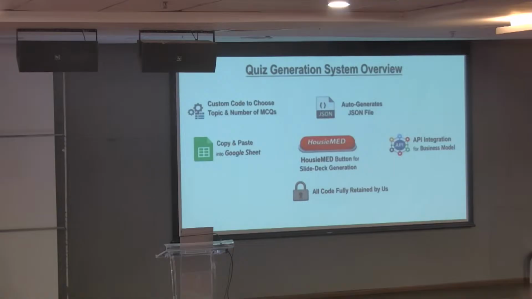We have to cross-check and validate, because we cannot completely rely on artificial intelligence. It may make mistakes. And then in this system, on this Google Sheet, we created a button, Housey Med, which integrates this whole concept.